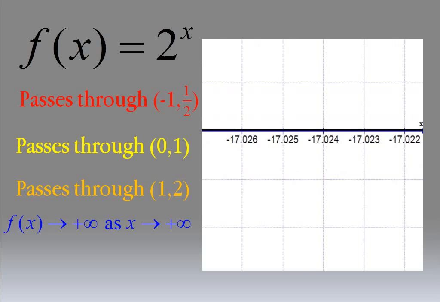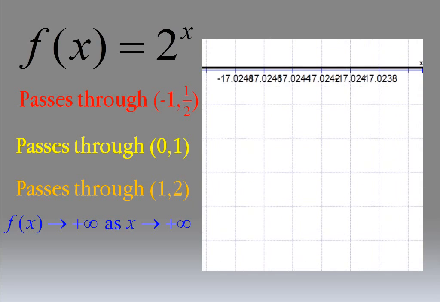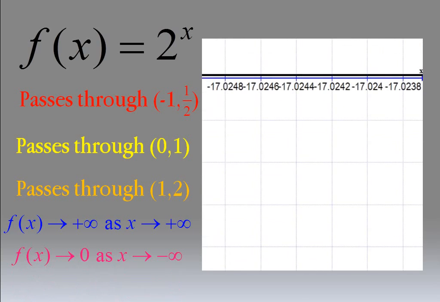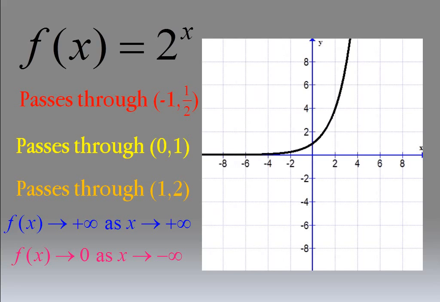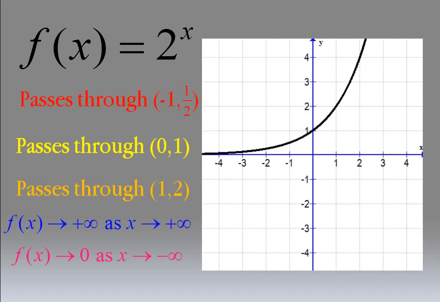And this continues on into smaller and smaller outputs. And here you go. You can see right around this negative 17, the graph is just above the x-axis. We say it's approaching 0 because it never gets there. It's always trying to get to 0. f of x, the outputs approach 0 as the inputs approach negative infinity.